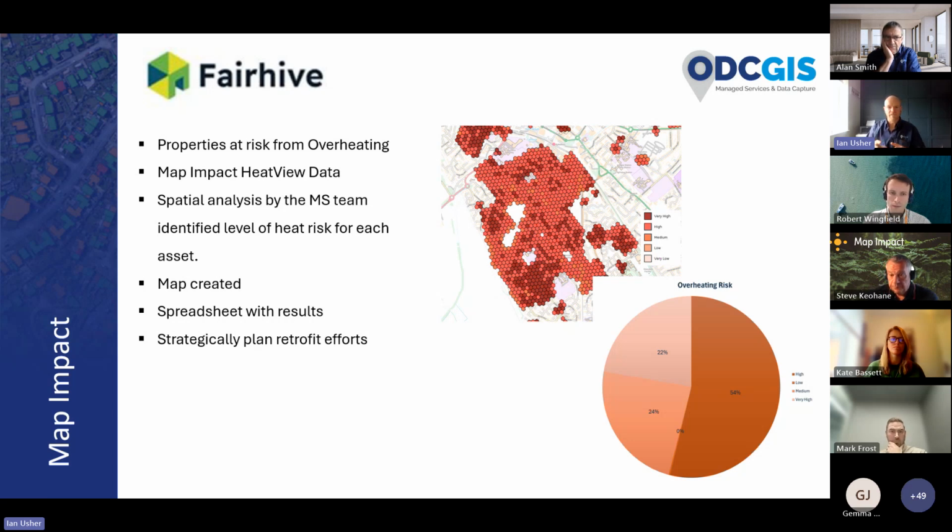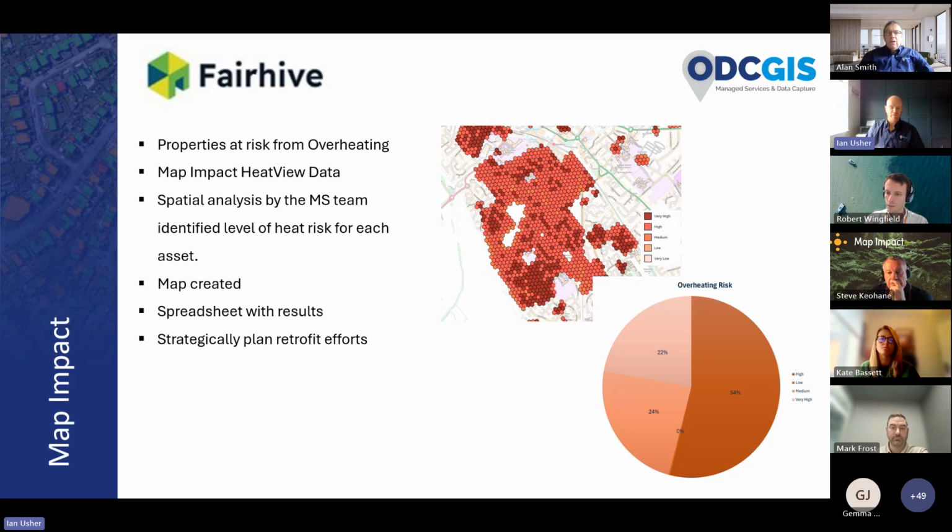Fairhive invested in the heat risk data. They want to identify all the properties that were at risk from heat and overheating in the future. Their goal was to proactively plan a retrofit program, focusing on the properties that they need to invest in. So they used the heat view data along with Land Registry. ODC provided them with the spatial analysis layers that they placed onto the GIS, as well as a CSV file that showed them where the properties were in a tabular format.